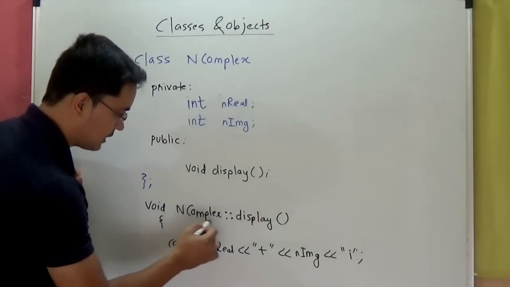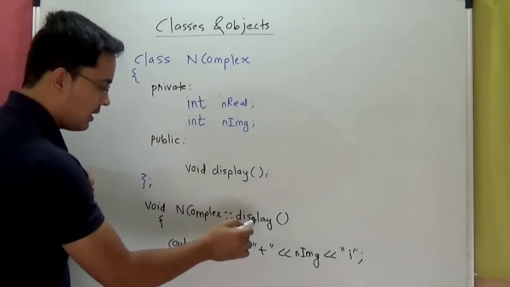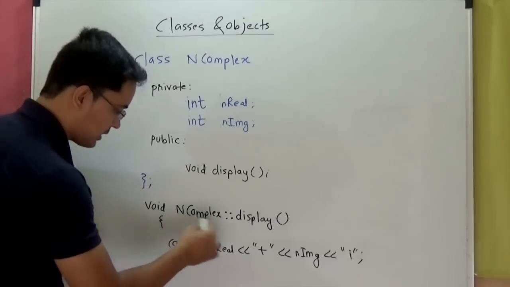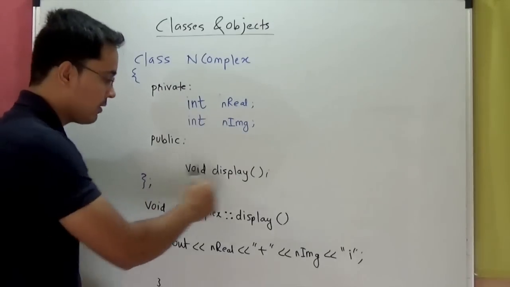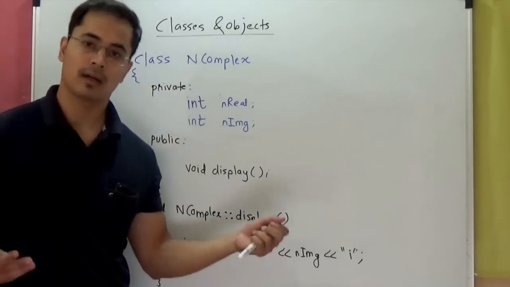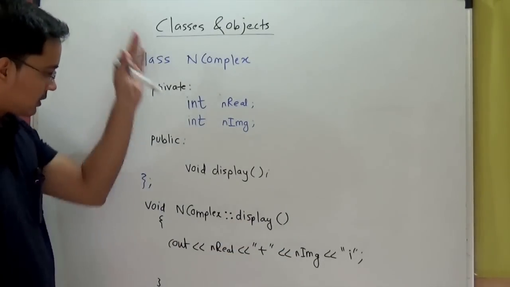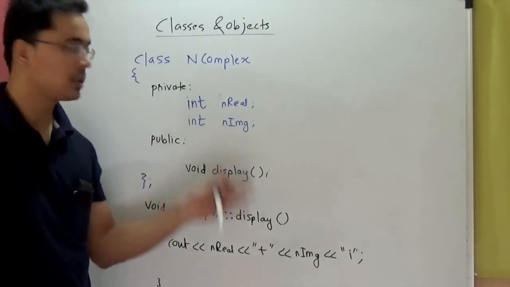So you have to use the class name and scope resolution operator just to tell the compiler that this display is a member function of class nComplex. But remember that you'll still have to declare the function inside your class. So this is how you define your function outside the class, right? Now this much code is sufficient for us to start using this class.